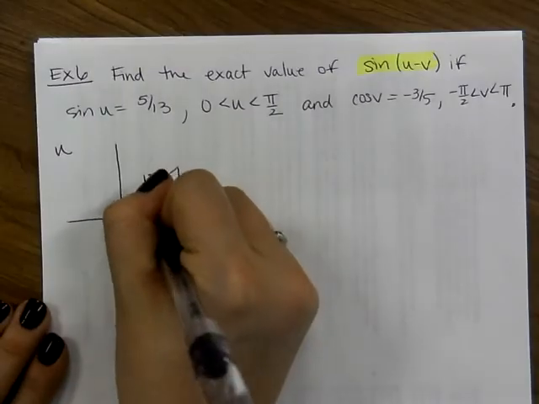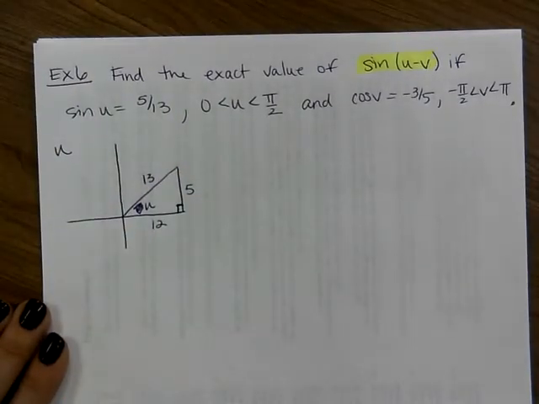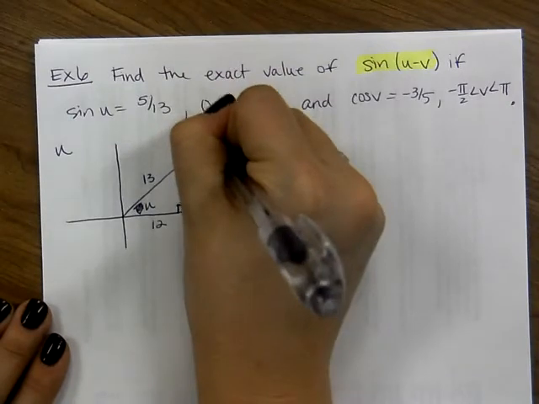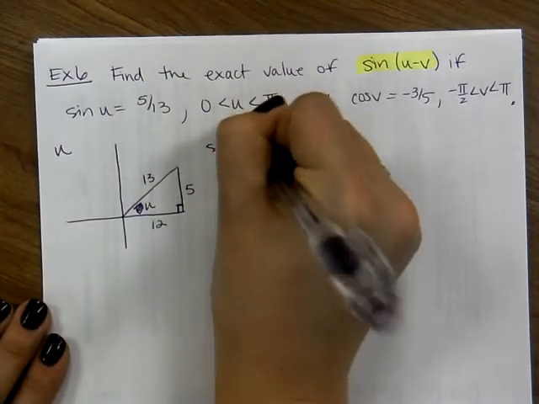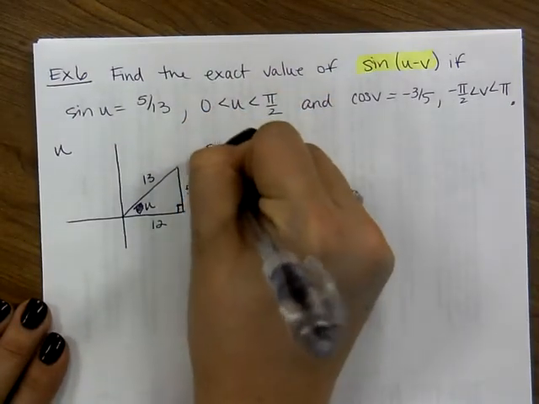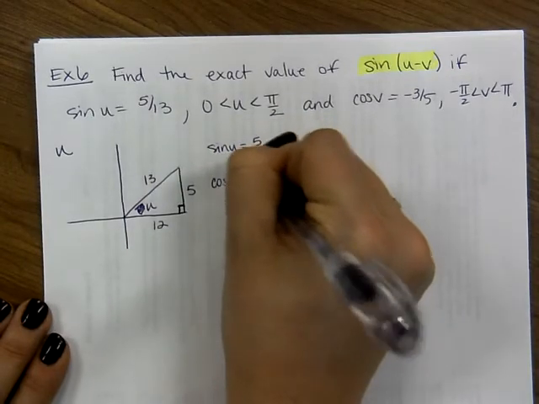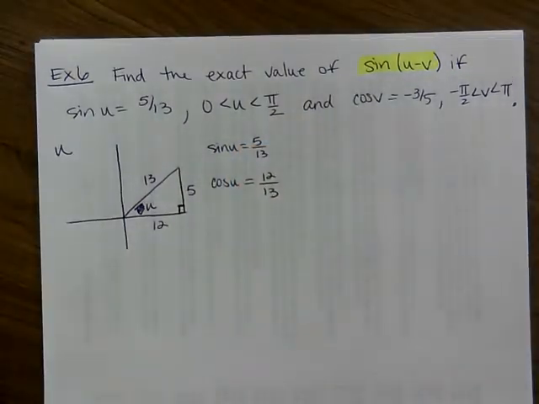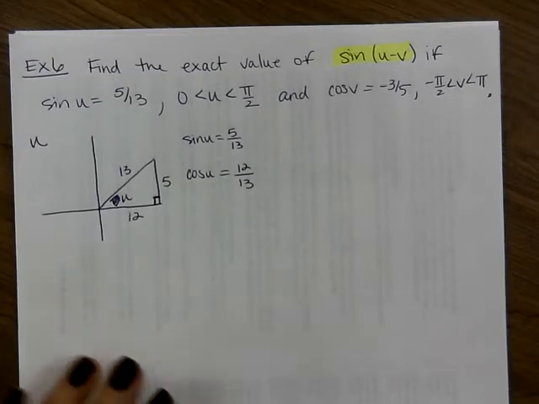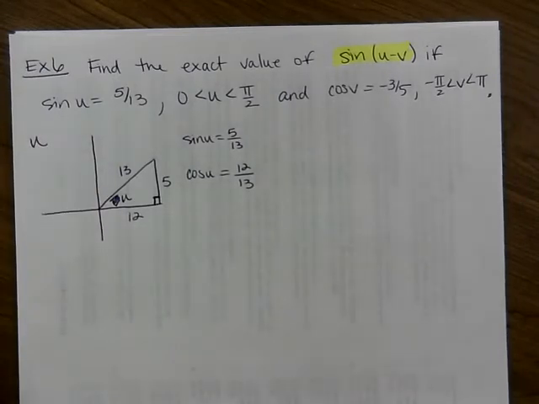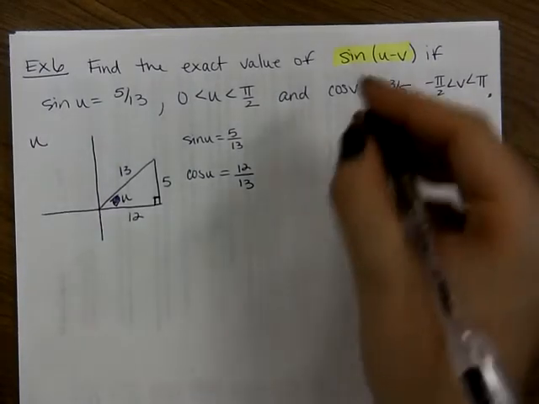So here I get 12, right? It's a 5, 12, 13 triangle. So for this triangle, I know that the sine of u is 5 over 13, and now I know that the cosine of u is 12 over 13. Okay, so now I have enough information for half of my formula. The other half of the formula comes from v.